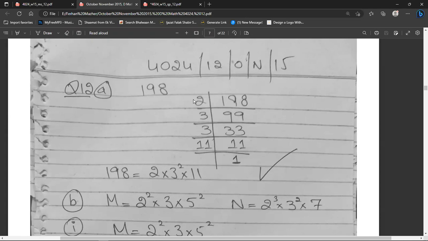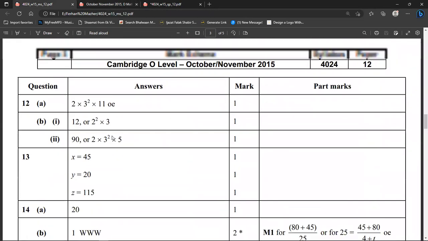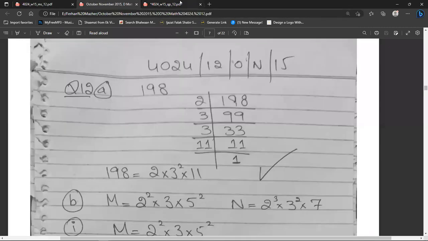So I will divide with the 2, you get 99. Then divide with the 3, you get 33. Divide with the 3, you get 11. Divide with the 11, you get 1. So 198 is equal to 2 into 3 raised to power 2 into 11. So this is how you do this. So the prime factors are 2 into 3 square into 11. 2 into 3 square into 11 is the right answer, sir.